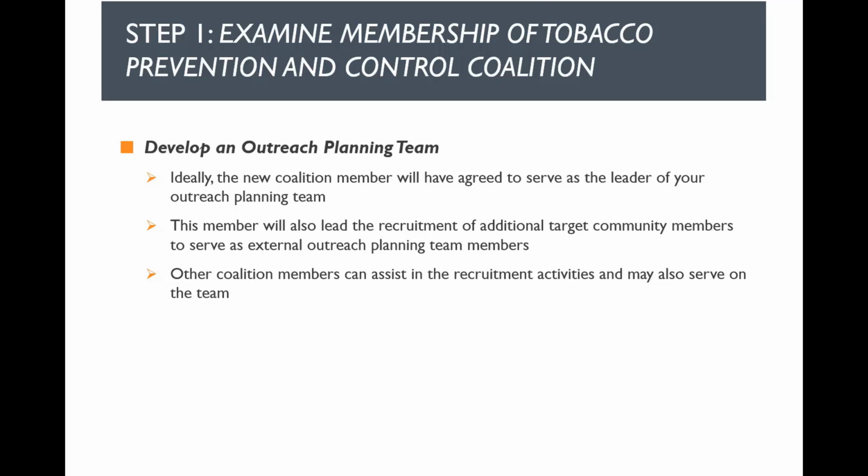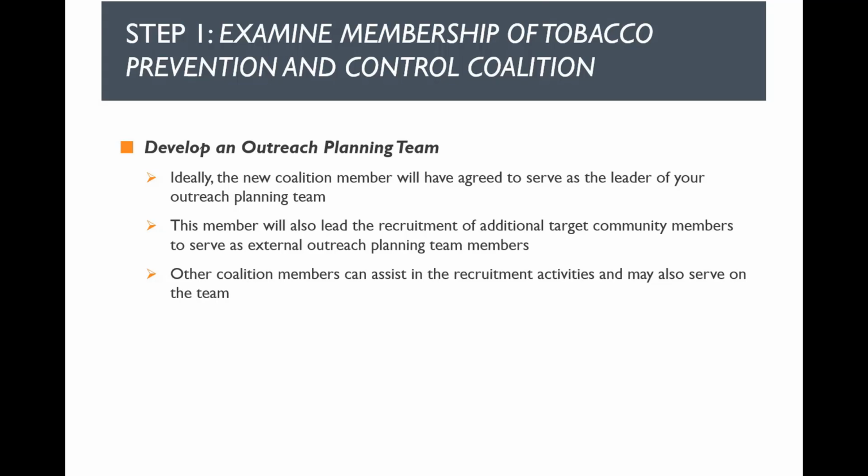Ideally, the new coalition member will have agreed to serve as the leader of your outreach planning team and will work closely with coalition staff in the planning and facilitation of team meetings. Additionally, this member would also lead the recruitment of additional target community members to serve as external outreach planning team members if needed. After you have assembled your outreach team, hold an introductory meeting.